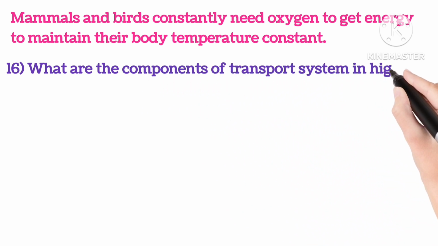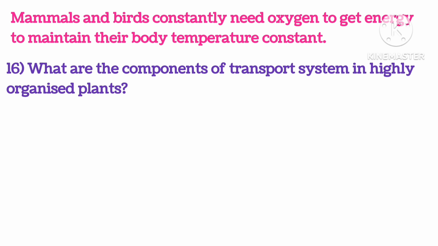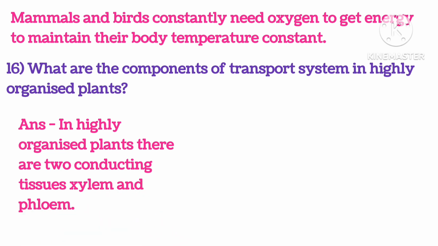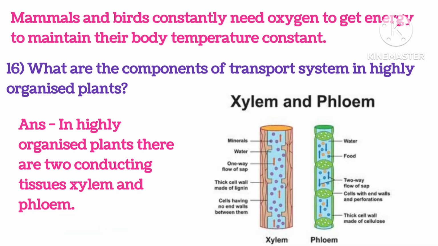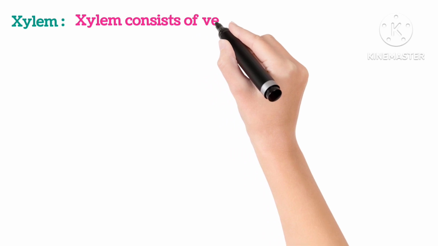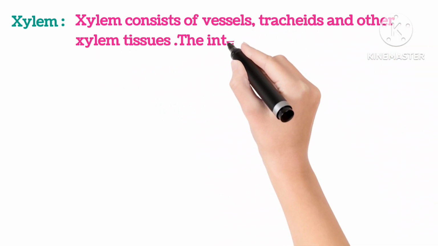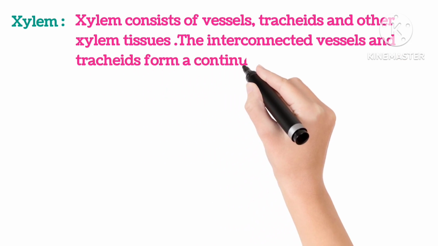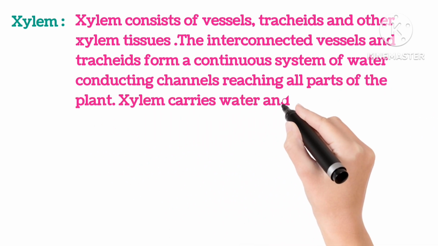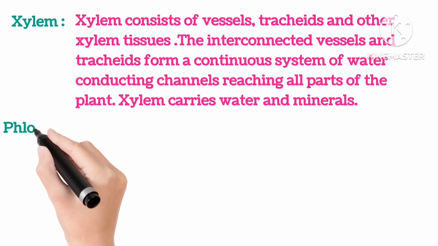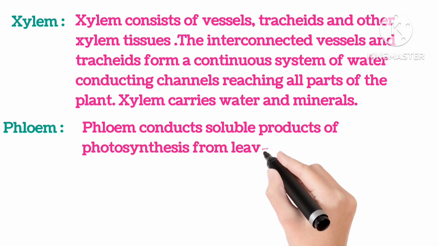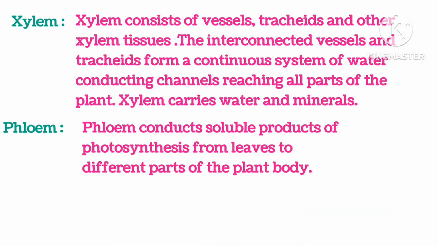What are the components of the transport system in highly organized plants? In highly organized plants, there are two conducting tissues, xylem and phloem, as you can see here in the picture. Xylem consists of vessels, tracheids and other xylem tissues. The interconnected vessels and tracheids form a continuous system of water conducting channels reaching all parts of the plant. Xylem carries water and minerals. Phloem conducts soluble products of photosynthesis from leaves to different parts of the plant body.